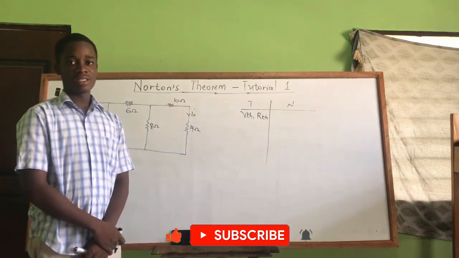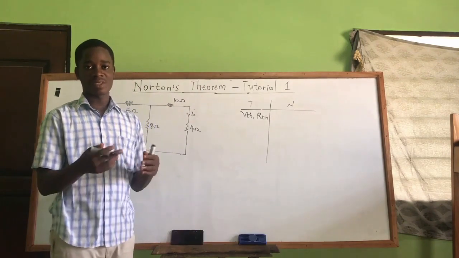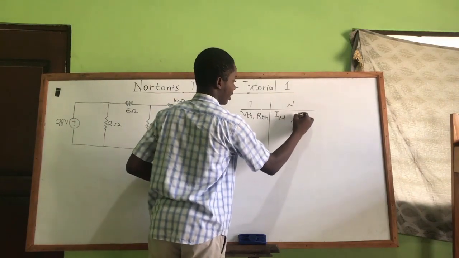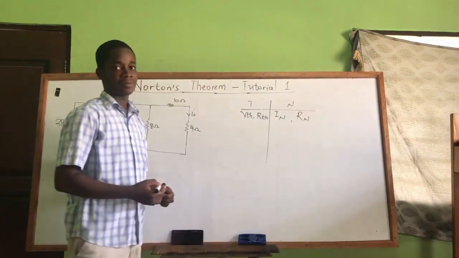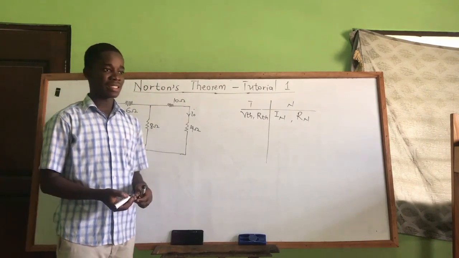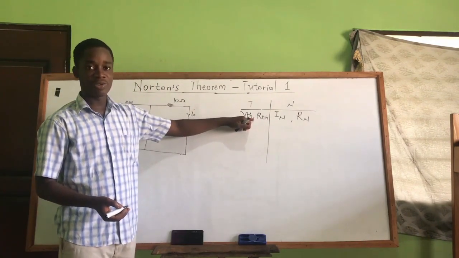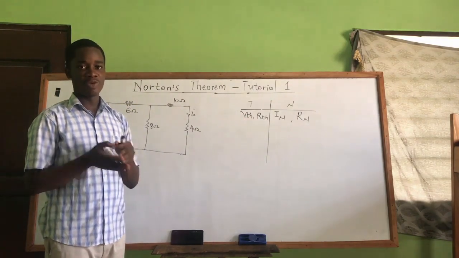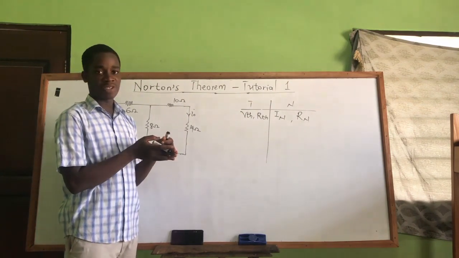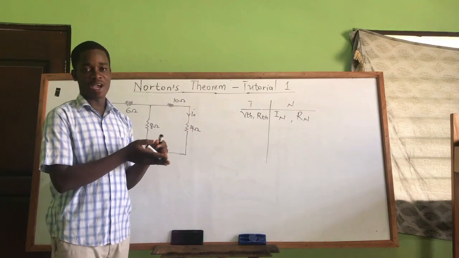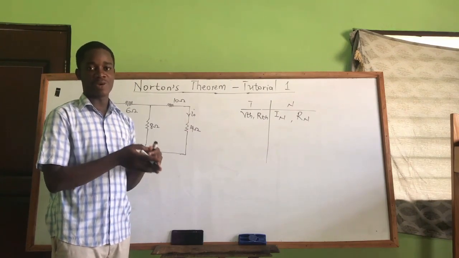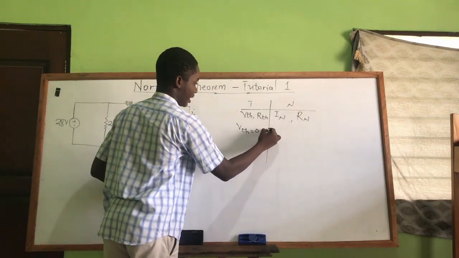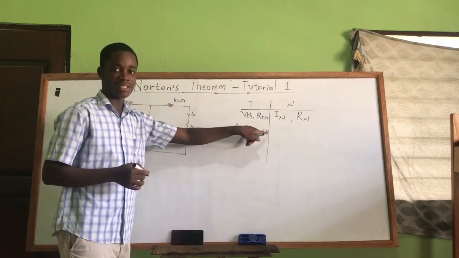But in Norton's theorem, we are going to calculate Norton's current and Norton's resistance. So we have Norton's current IN and Norton's resistance RN. And we also learned in Thevenin that the Thevenin's equivalent voltage VTH is an open circuit voltage, because whenever we remove the load, that portion becomes open, and that is where we find the VTH. So VTH is an open circuit voltage, OCV.